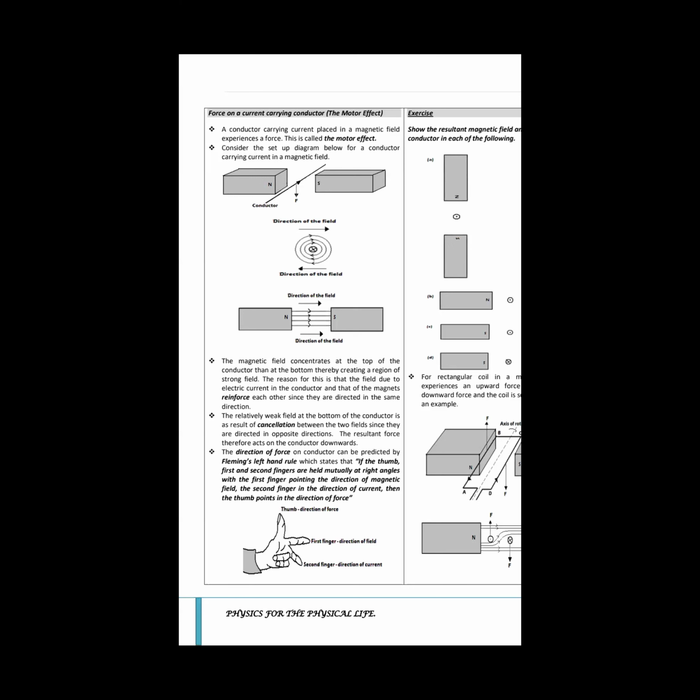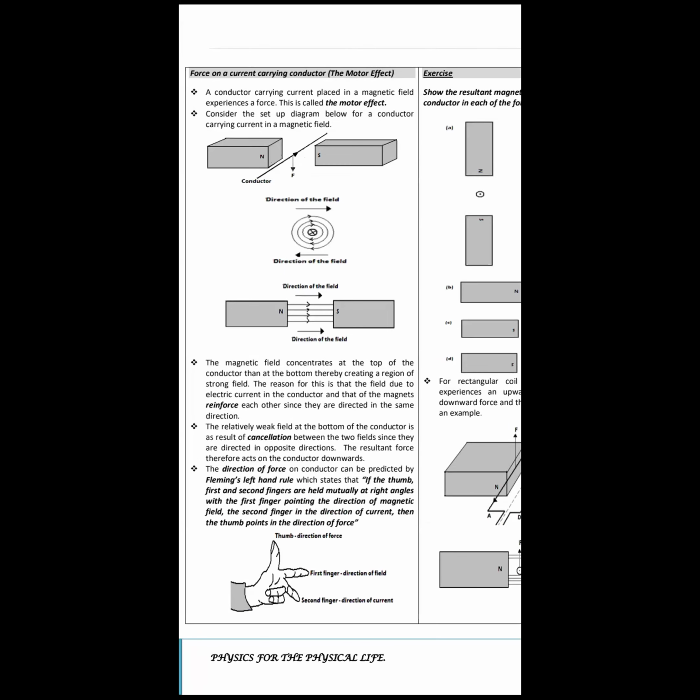All these rules relate to different questions in this topic. So this diagram has indicated the north pole and the south pole. It has also indicated the direction of current and the direction of force. How we get this is by Fleming's left-hand rule, as indicated below here.